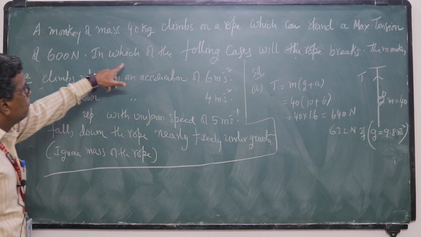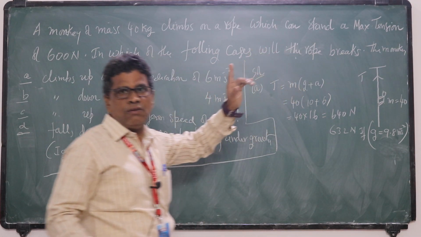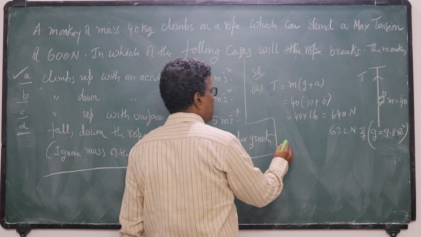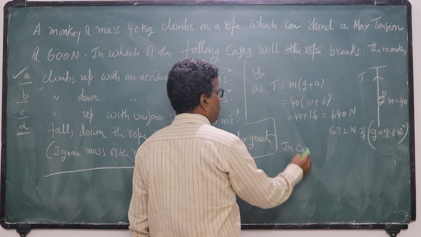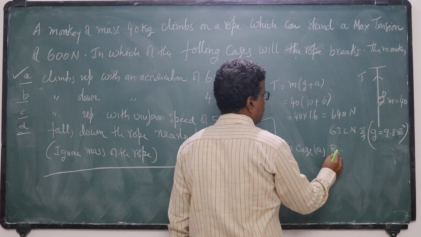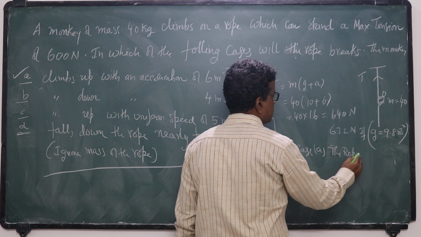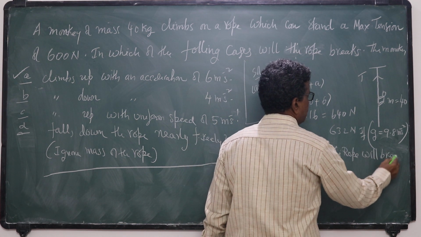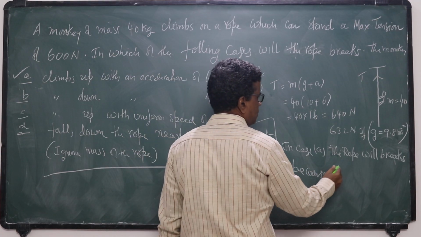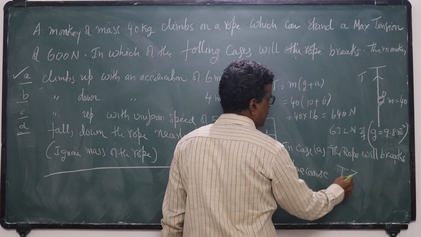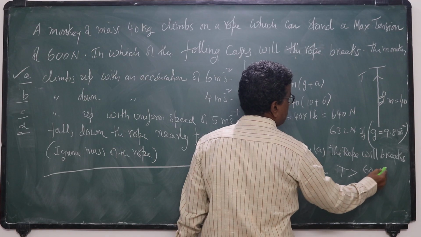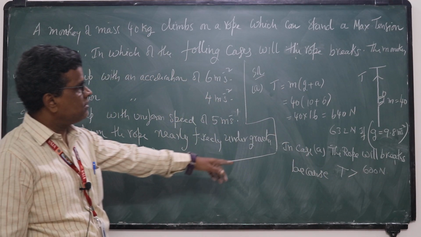So in which of the following cases will the rope break? The answer is case A. In case A the rope will definitely break, because the tension in the string, 632 newtons, is greater than 600 newtons, the maximum breaking strength.